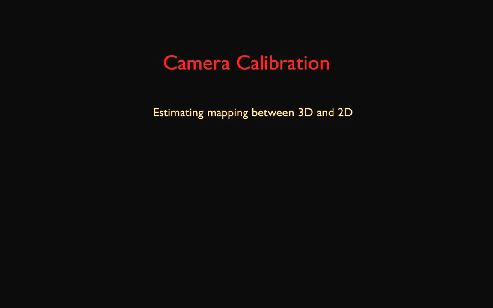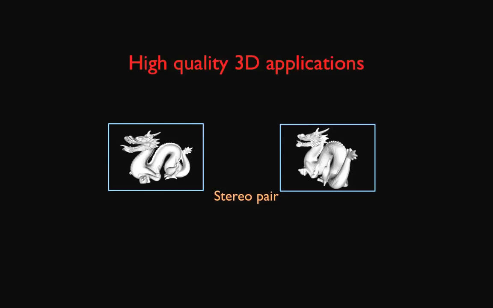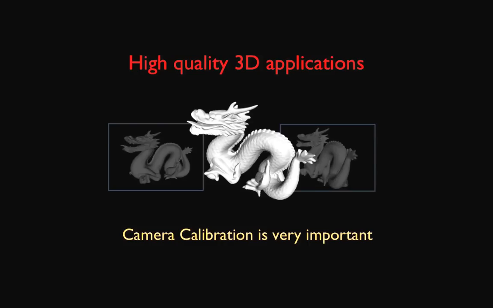Estimating mapping between 3D and 2D points is actually known as camera calibration, because estimating the projection matrix, which encapsulates the camera parameters, are described by K, R, and T. K are the intrinsic parameters of the camera, and R and T are the rotation and the translation between the cameras. Therefore, given a stereo pair of cameras, their images are used to calibrate the cameras, which means to estimate the projection matrix. And this camera calibration is very important for 3D reconstruction because that is mapping the 2D and the 3D.